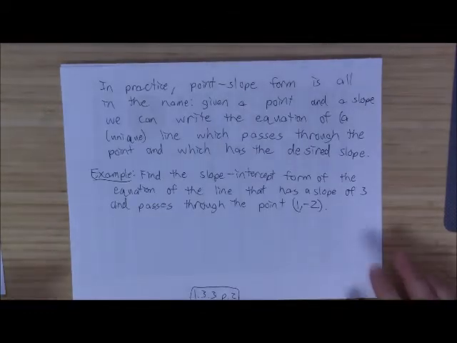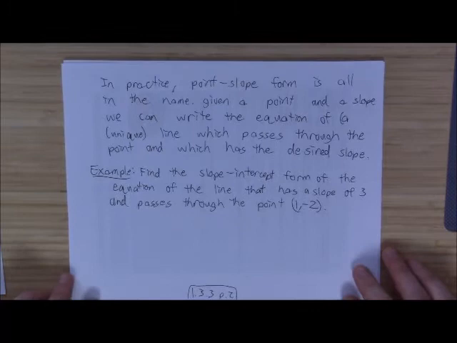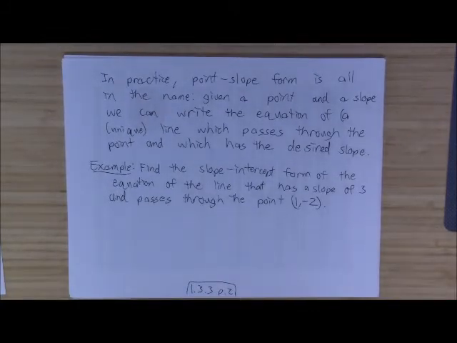So why is point-slope form so useful? Well, in practice it's basically all in the name. Given a point and a slope, we can always write an equation of a unique line which passes through the point and which has the desired slope.